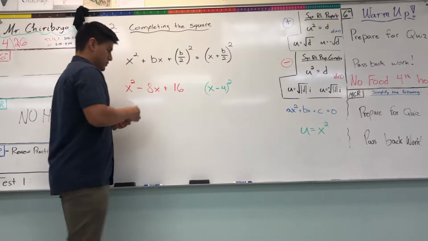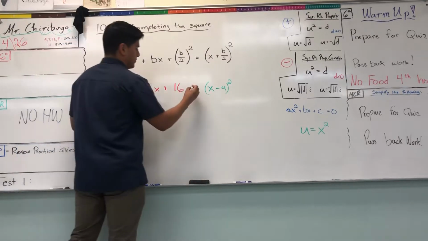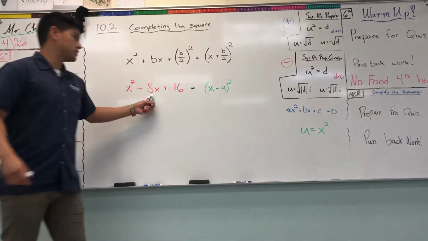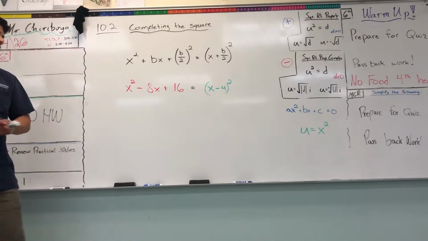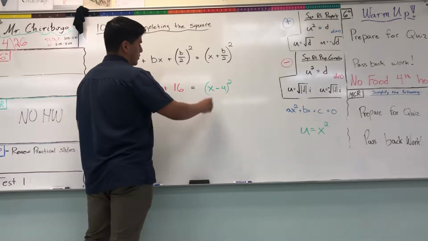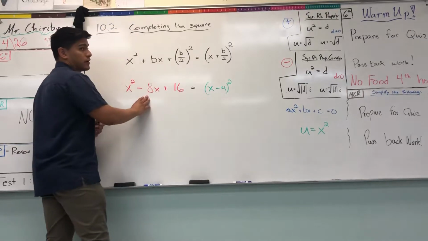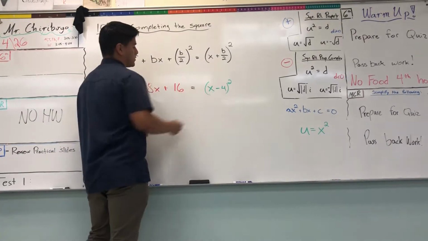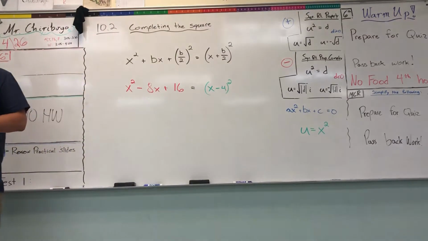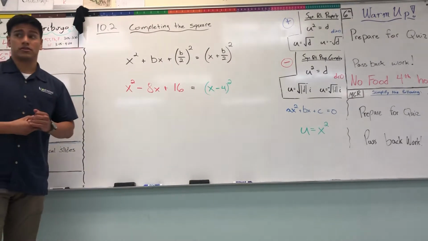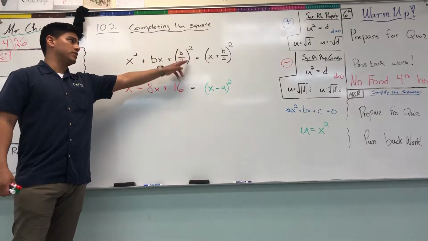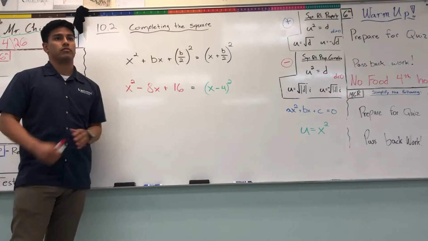Does that make sense? Do these two things equal each other? If you were to FOIL this, would you get this? Probably, right? Because you would get x times x is x squared. X times -4 would be -4. -4 times x would be -8. And then -4 times -4 would be 16. Does that make sense, guys? Any questions on this? Completing the square is super easy, right? You take your b value, divide it by 2, square.